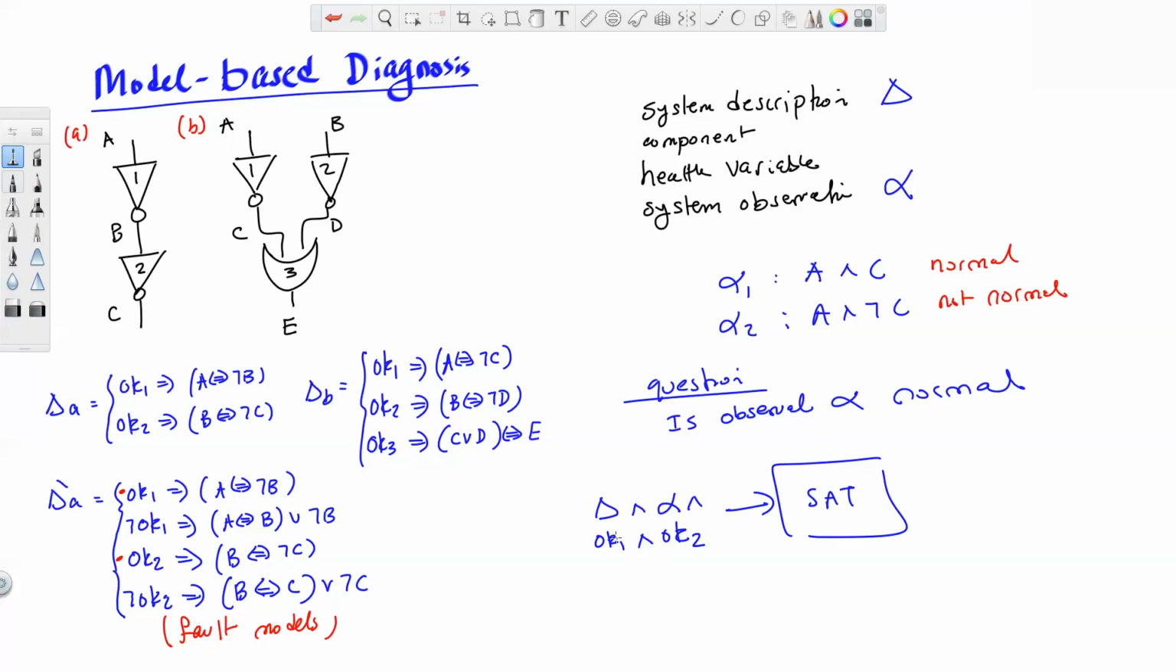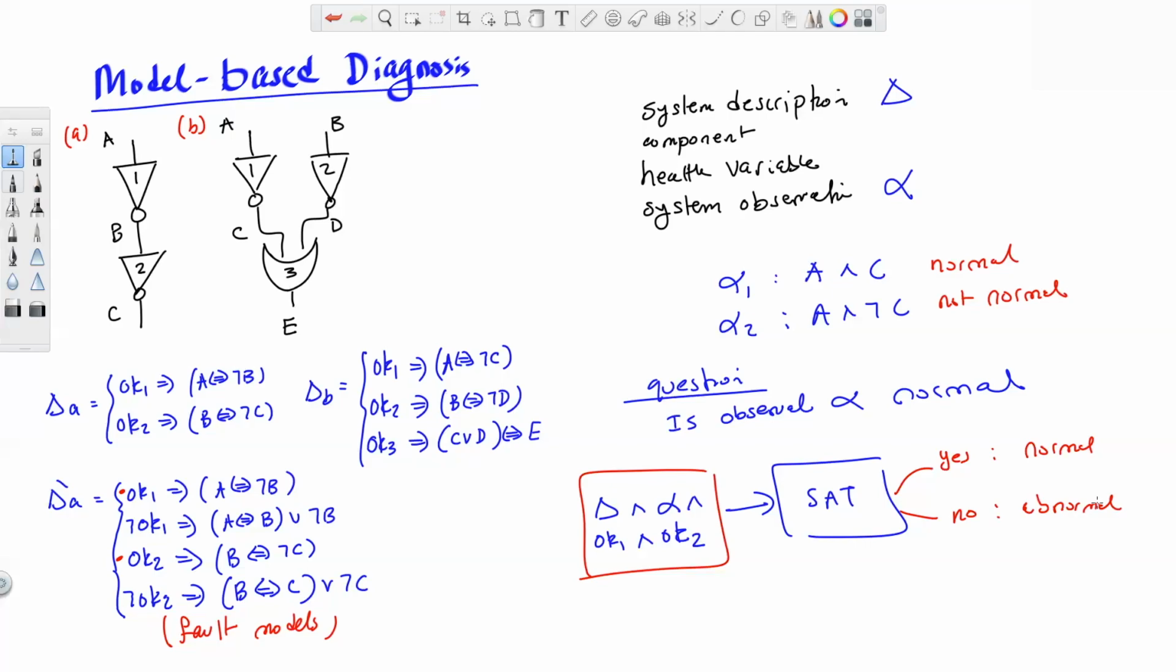In this case you will get a yes, and in this case you will get a no. So what you want to ask is, is this behavior of the system, as indicated by the system observation, consistent with the system description and the fact that all components are working properly? If you put all of these things together and pass it to a SAT solver, you're going to get either a yes or no. This would be normal, this would be abnormal. This is the simple question. This is not what we're after. This is pretty simple, detecting whether something is normal or abnormal.